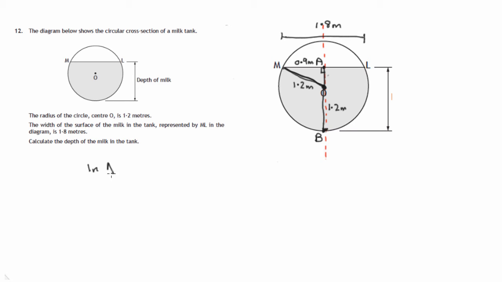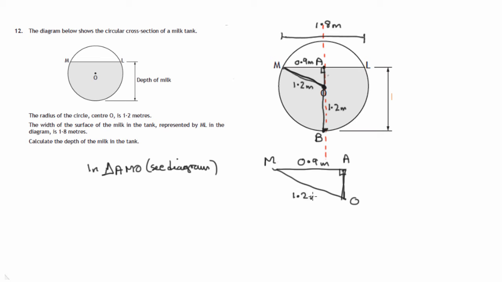So we would write this down in triangle AMO, and see diagram just in case whoever's reading this doesn't know what we're talking about. Triangle AMO. Let's just extract that triangle so that there's absolutely no doubt about what's going on. It's right angled, that's 0.9 and that's 1.2 metres.